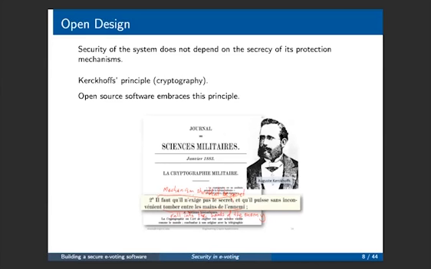Open design, as a security design principle, is what we have in cryptography. It's known as Kerckhoffs's principle. The idea is that whatever security mechanism we implement in our system, we want to make it public, so that everybody can have a look at it and try to understand how it works. We expect that by being open, people might end up understanding the system and eventually trusting it. This is what open source software, for instance, embraces.